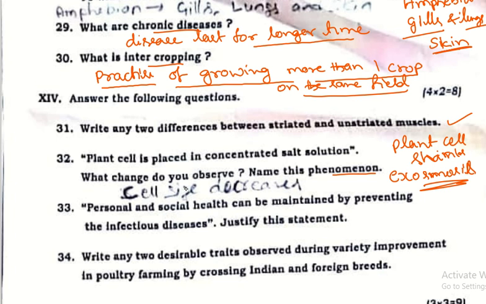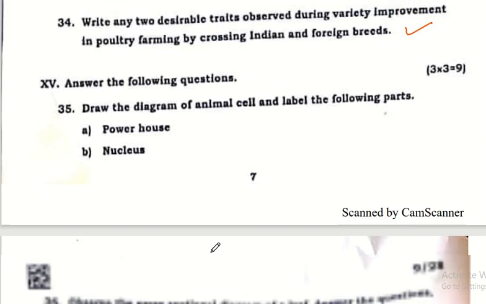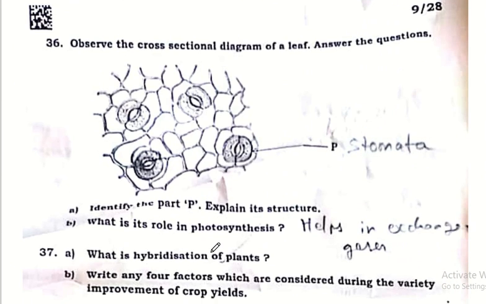Personal and social health can be maintained by preventing infectious diseases. Justify this statement. Write your own statements: how can we maintain the prevention of diseases? And write any two desirable traits observed during the variety improvement of poultry farming. Refer to the textbook. And draw the diagram of the animal cell and label the following parts: powerhouse and nucleus. You have to write this one.